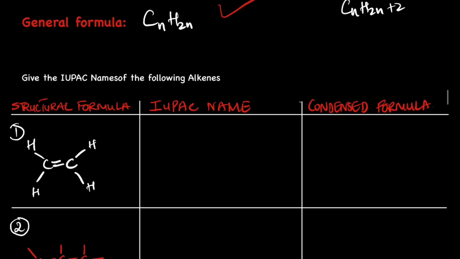Now, guys, let's look at this question. It says, give the IUPAC names of the following alkenes. So the first one, this is an alkene, right? In this alkene, we have what we call a functional group. A double bond is a functional group. If you look at this functional group, which is the double bond, it's between these two carbons and only those two carbons that are there.